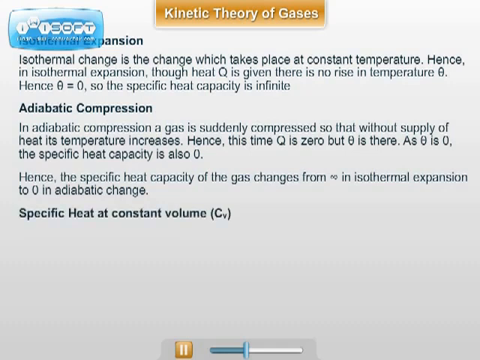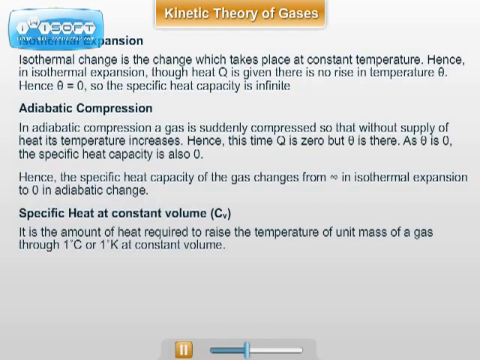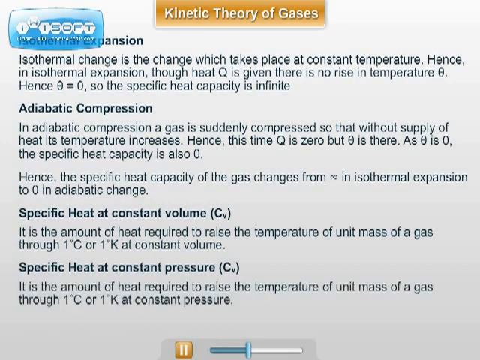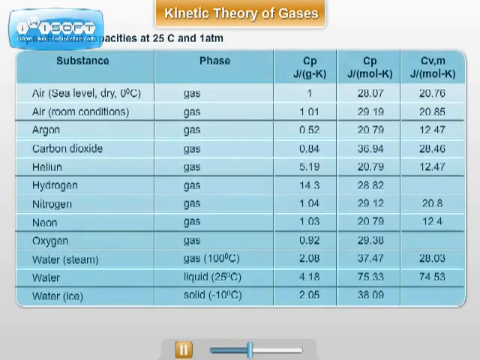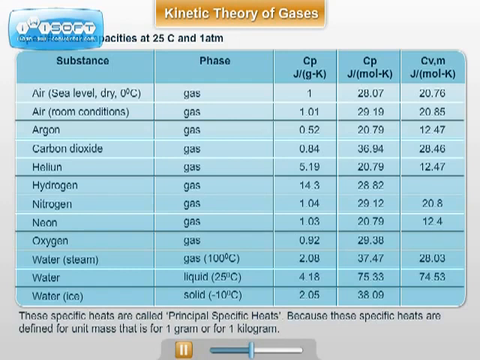Specific heat at constant volume is the amount of heat required to raise the temperature of unit mass of a gas through 1 degree Celsius or 1 degree Kelvin at constant volume. Specific heat at constant pressure is the amount of heat required to raise the temperature of unit mass of a gas through 1 degree Celsius or 1 degree Kelvin at a constant pressure. These specific heats are called principal specific heats.